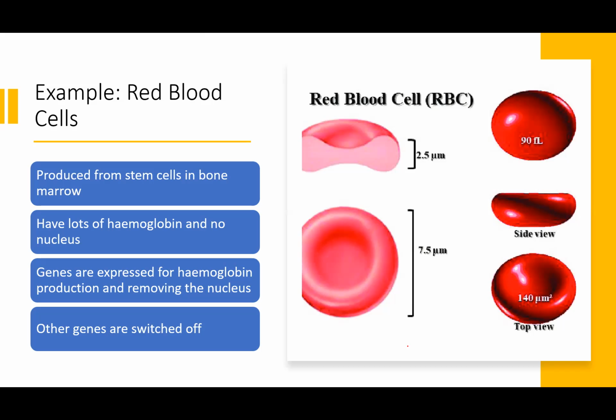And what happens is the stem cell produces a new cell in which the genes for hemoglobin production are expressed. Other genes, such as those involved in removing the nucleus, are also expressed, and many other genes are not expressed, so we switch them off. And this results in a specialized red blood cell. And that happens every single time. So those stem cells in the bone marrow are going to express the genes for hemoglobin production and express the genes for removal of the nucleus. Switch off the other genes, and then we end up with the red blood cell being produced.